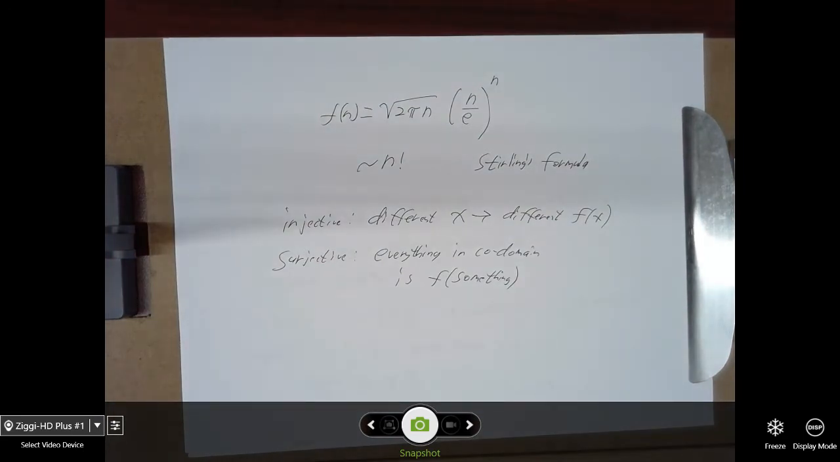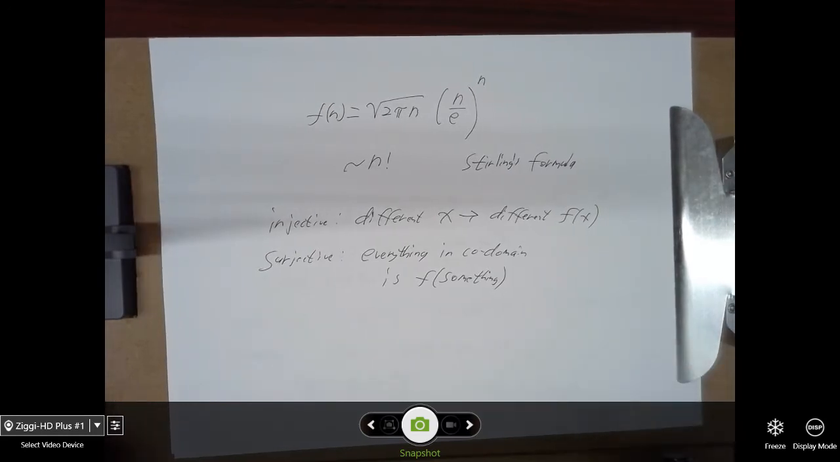So injective, different x's go to different values. Surjective, anything over here comes from some point in the domain. Something maps to it. Is that clear? Otherwise, I'll do my goofy cake slice definition, which I don't think helps. All right, so that's all I want to say about functions.